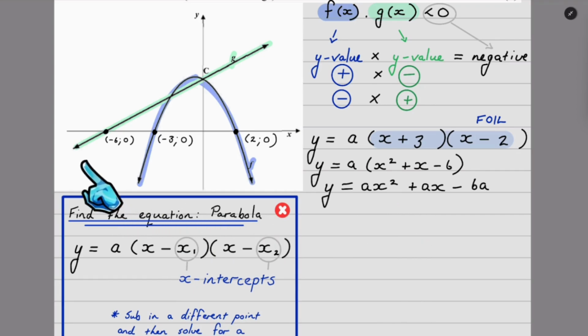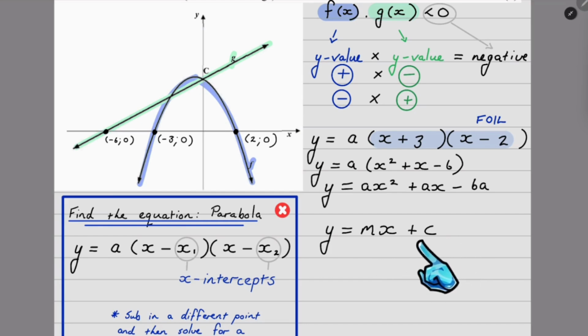Now I'm going to direct my attention towards the green graph, G. So let's grab the standard form for a linear function, y equals mx plus c. And now I'm kind of going to do what I did with the parabola. I'm going to sub in what I can here. On the green graph, I only have one point here. So I'm going to sub that in over here. The y value is 0, so that will go in y's place. And the x value is minus 6, so that will go in x's place.